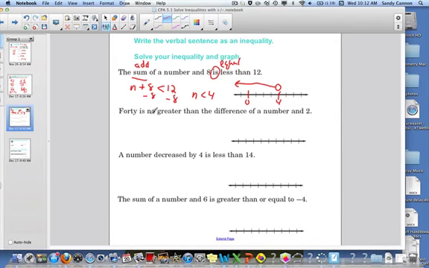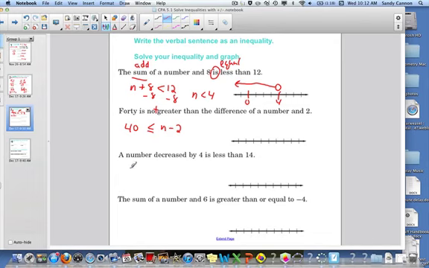40 is no greater. I like to kind of change this to a "not." 40 is not greater than. So 40 is not greater than, which means it has to be less than or equal. So 40 is less than or equal to the difference of a number and 2. Difference again means subtraction. That would be here.